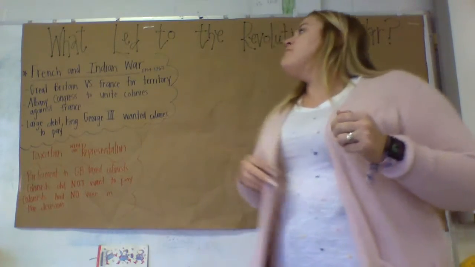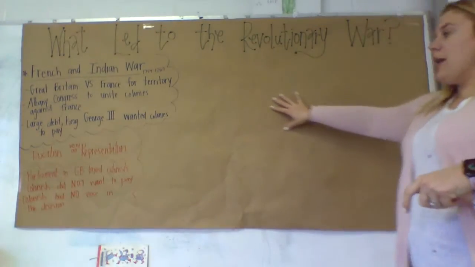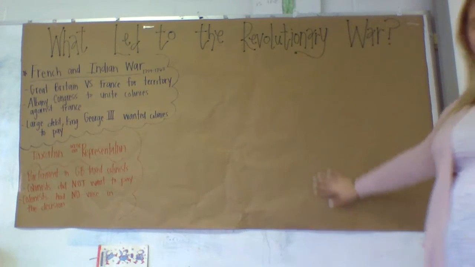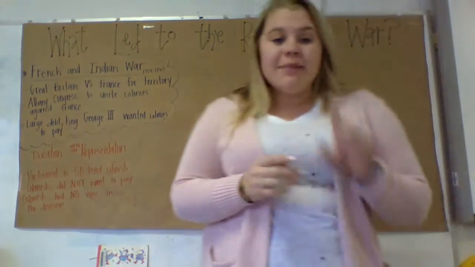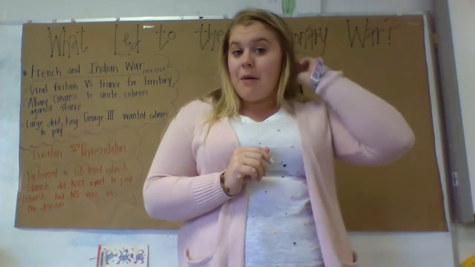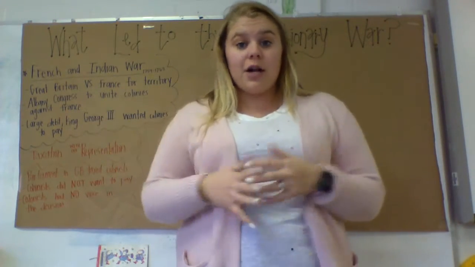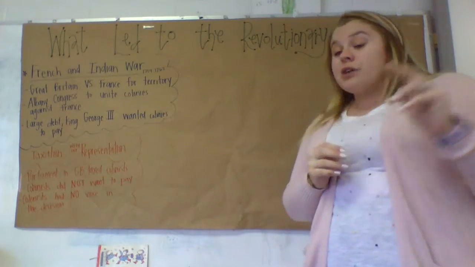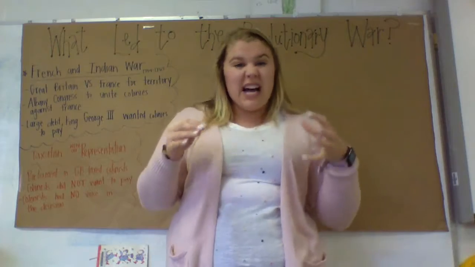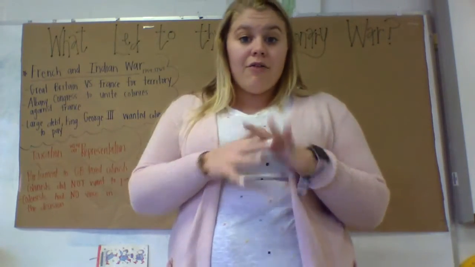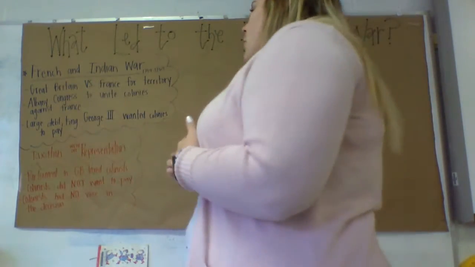States of America. So throughout this unit, we're going to add to this big page that says what led to the Revolutionary War, because it wasn't just one or two things that led to the war where we gained our independence from Great Britain. So today's lesson is all about the French and Indian War. That was kind of one of the starting points of leading towards the Revolutionary War.